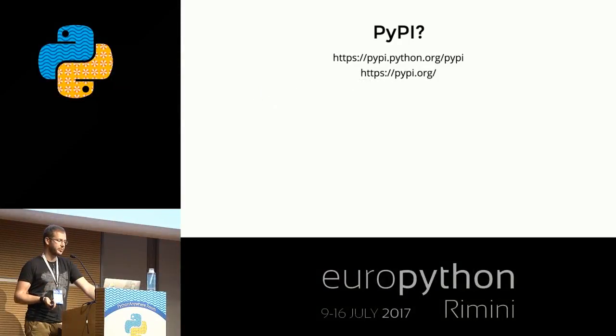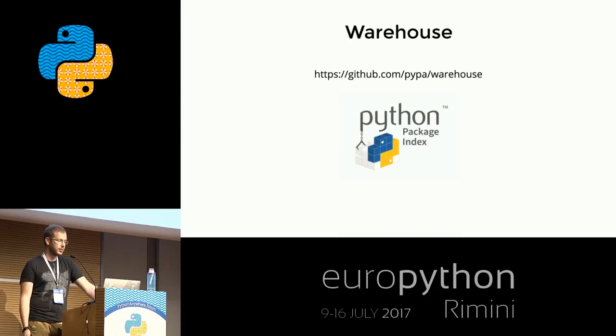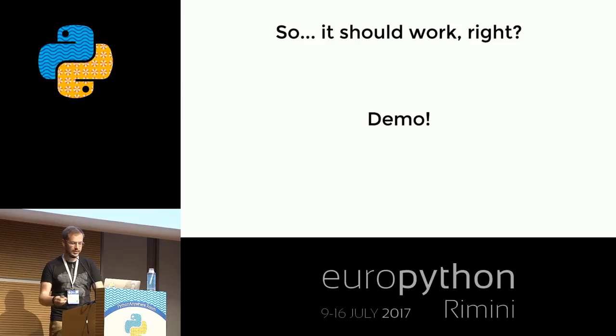We are used to going to pypi.python.org, but the PyPI will no longer be a cheese shop; it will be a warehouse, and it's on. You can use that right now. You can upload packages with Twine, and Twine is the recommended way to upload packages to that. And it's alive. I think that's the biggest change that is happening right now, like literally right now. So it should work. Let's see.